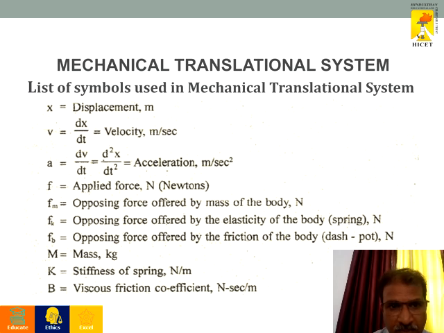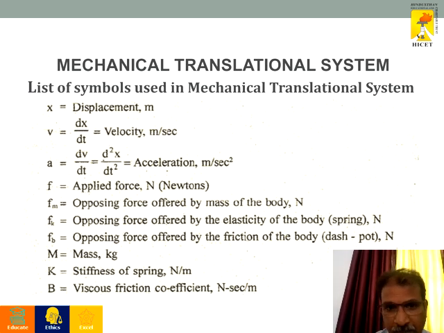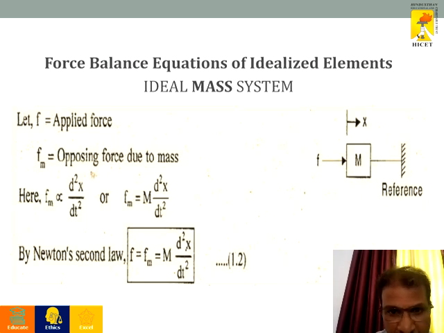We have the various list of symbols used in mechanical translation system: X for displacement, V for velocity, A for acceleration, and we have the different notations for applied force and for opposing force. We have three different elements in mechanical translational system. One is M for mass, K stiffness of spring, D which is called as dashpot. Let's see the different equations which deal with mass, spring and dashpot.